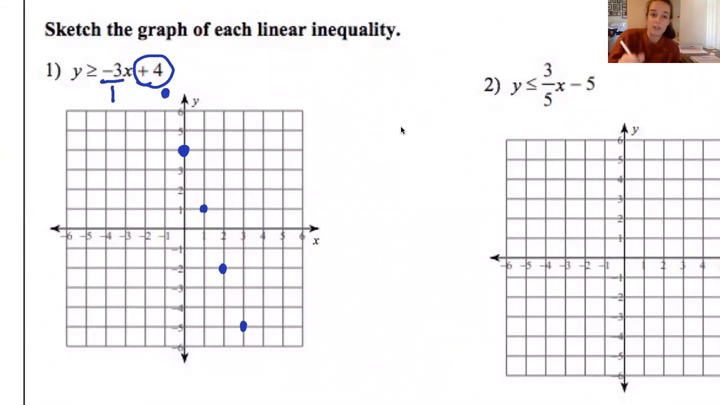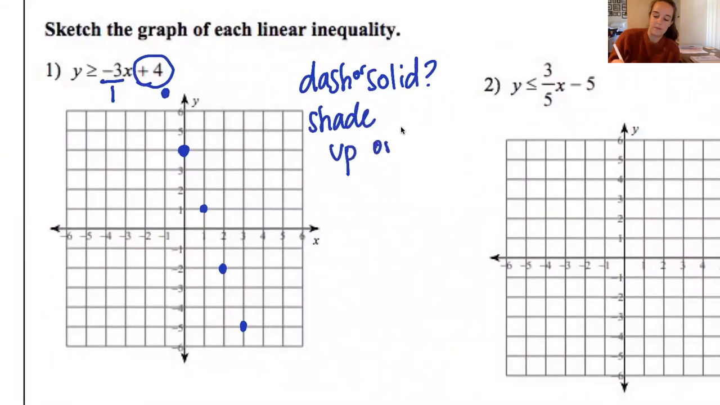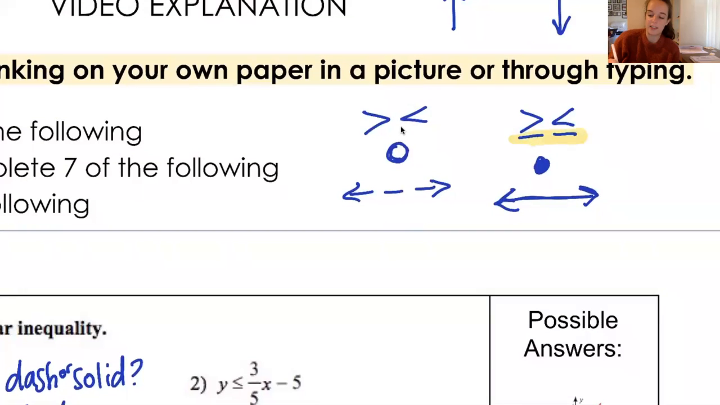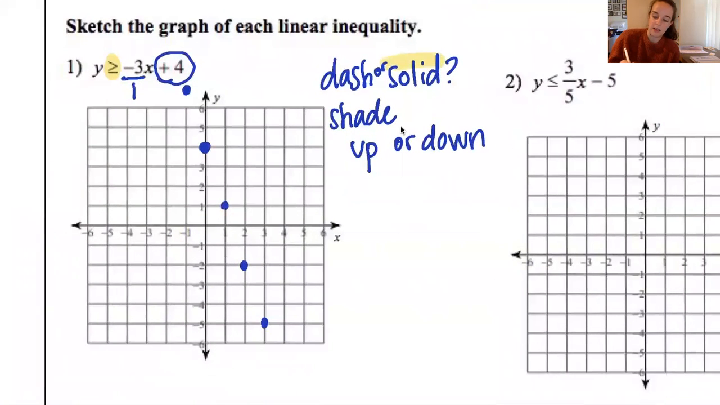All right, and then I'm going to ask myself two questions. Is this dashed or solid? And is this shade up or down? The way that I know if it's dashed or solid is I look at this sign right here. Since this one has an equal sign on it, I remember from my funny faces that if it has an equal sign on it, that's a closed circle, which is a closed line. So it's going to be a solid line. I'm going to go ahead and draw my solid line all the way through.